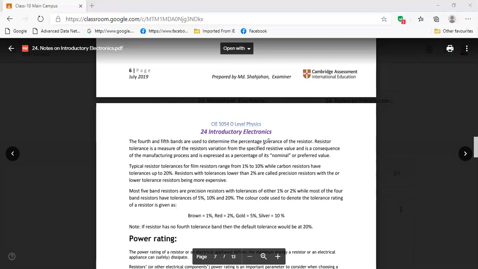Please write this heading. Here is written tolerance, the spelling here. And after writing tolerance, you write this: the fourth band is used to determine the percentage tolerance of the resistor. Okay, then you write this word resistor.